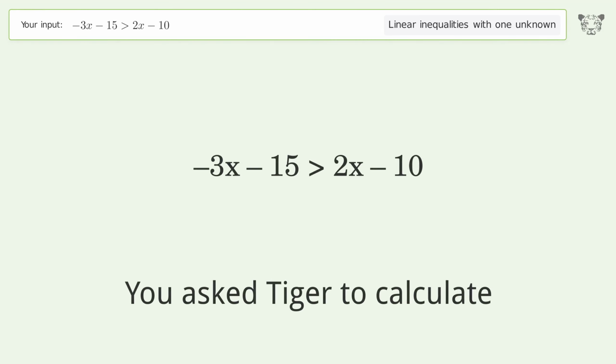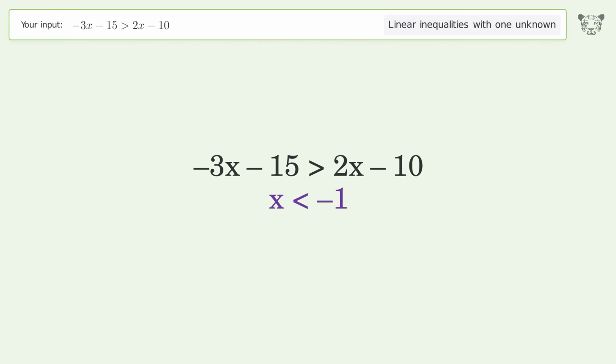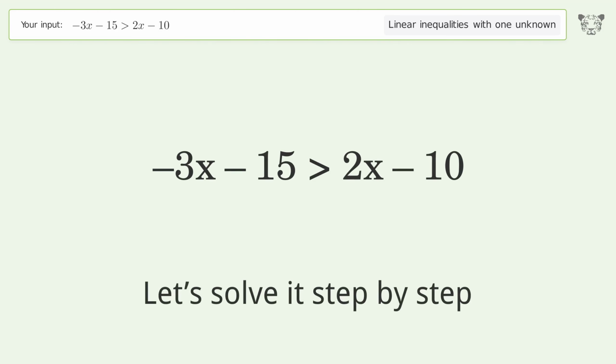You ask to calculate. This deals with linear inequalities with one unknown. The final result is x smaller than -1. Let's solve it step by step.